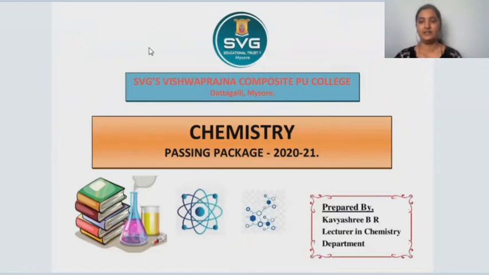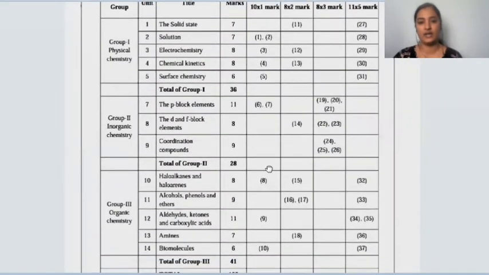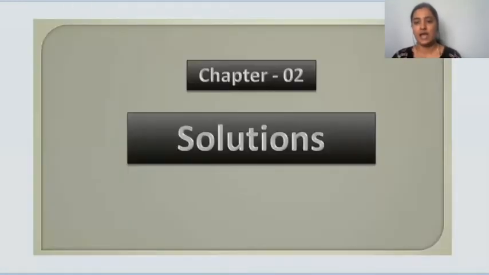Everyone. Today we are going to discuss the important questions of the second chapter, that is Solutions. If you see the blueprint here, children, according to the blueprint, the Solutions chapter has a weightage of around 7 marks. Two 1-mark questions are going to appear from Part A and one 5-mark question from Part B. Let us solve the questions one by one now.